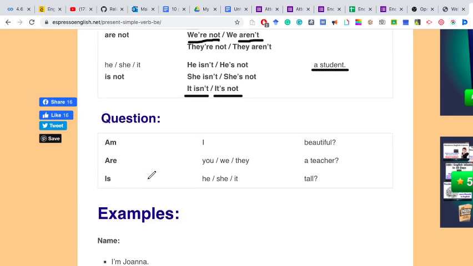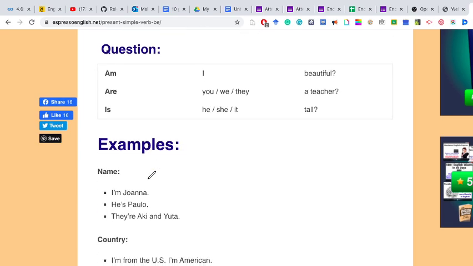Questions. I'll move on to the questions. In questions, I think, is the easiest part of the verb be. Why? Because we only move the verb be, which is here in affirmative, to the beginning of the sentence. We move it over here, and then we make the question: am I beautiful? When we finish our question, we have to write the question mark, and we have to give the right intonation indicating that we are asking a question.